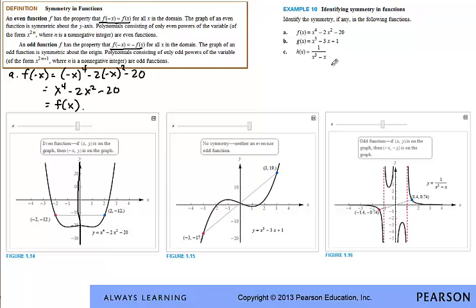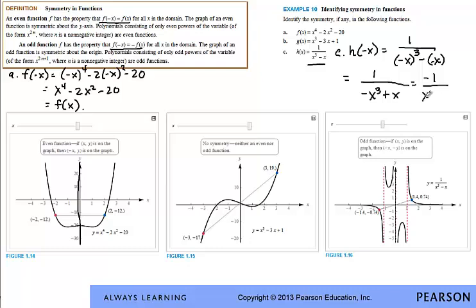So let's try that for our c. H of negative x equals 1 over negative x quantity to the cube minus a negative x. And for this one, I note that negative x times negative x times negative x is the same as negative x cubed, and this is a plus x. Notice that these two are exactly the same except for a negative. So if I were to multiply top and bottom by a negative, then I would get negative h of x, which now proves that this one is indeed odd. And that concludes section 1.